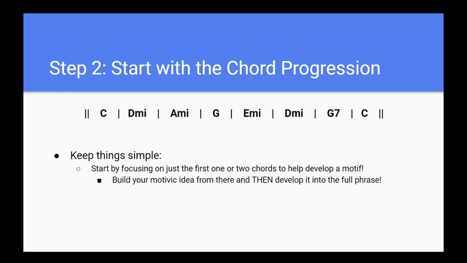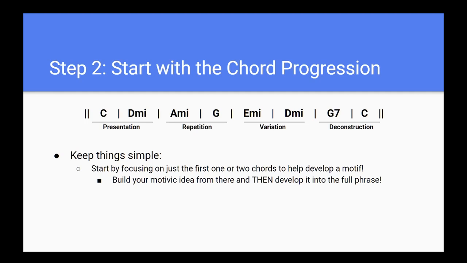Since our progression has eight chords in it, with one chord per measure, it's a perfect match for the PREVADE method that we've used in the past. We can dedicate two measures each to the presentation, repetition, variation, and deconstruction.